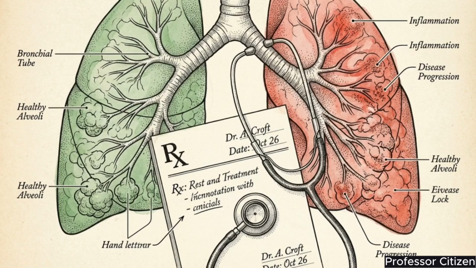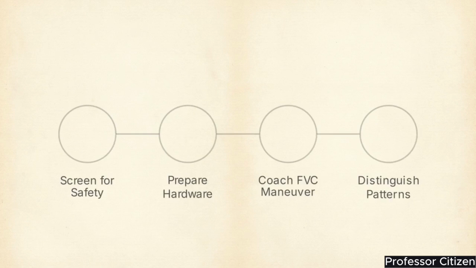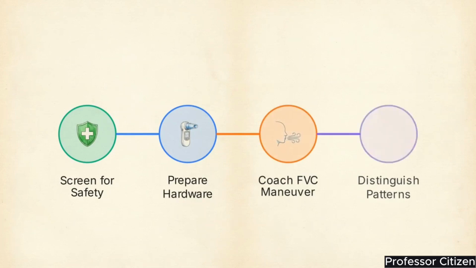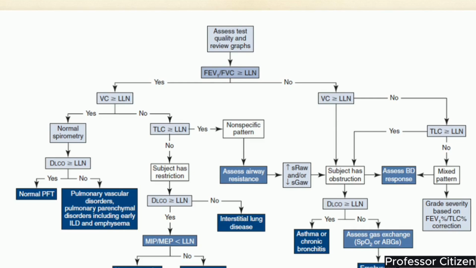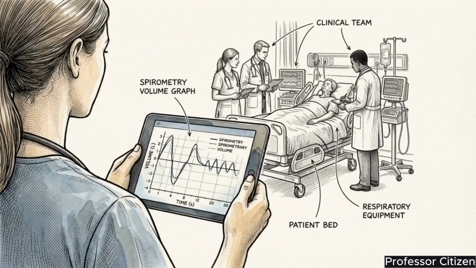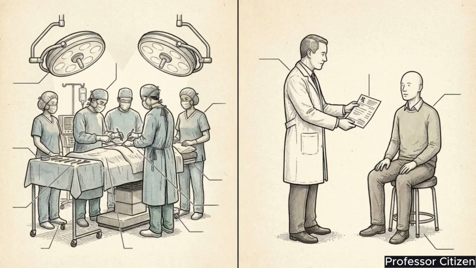You now know the 4 distinct phases of the spirometry test. You can screen for safety, prepare your hardware, coach an accurate FVC maneuver, and distinguish the resulting disease patterns. This flowchart illustrates the broader diagnostic matrix. The initial FVC and volume data you collect serves as the mandatory starting point that drives this entire clinical decision tree. Your technical precision at the bedside ensures the medical team receives accurate, verifiable data. That accuracy is what clears a patient safely for surgery or secures them the correct diagnosis.